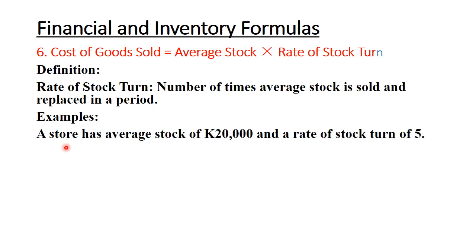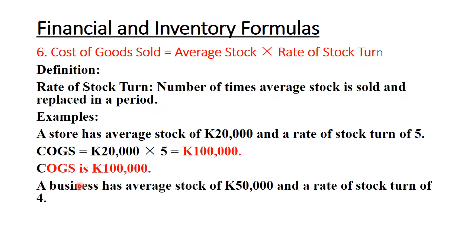So here's an example. A store has an average stock of 20,000 and the rate of stock turn of 5. So the cost of goods sold is just the average stock 20,000 times the rate of stock turn 5, which is 100,000. Another example, a business has an average stock of 50,000 and the rate of stock turn of 4. What is the cost of goods sold? So the cost of goods sold is 50,000 times 4, which is 200,000.